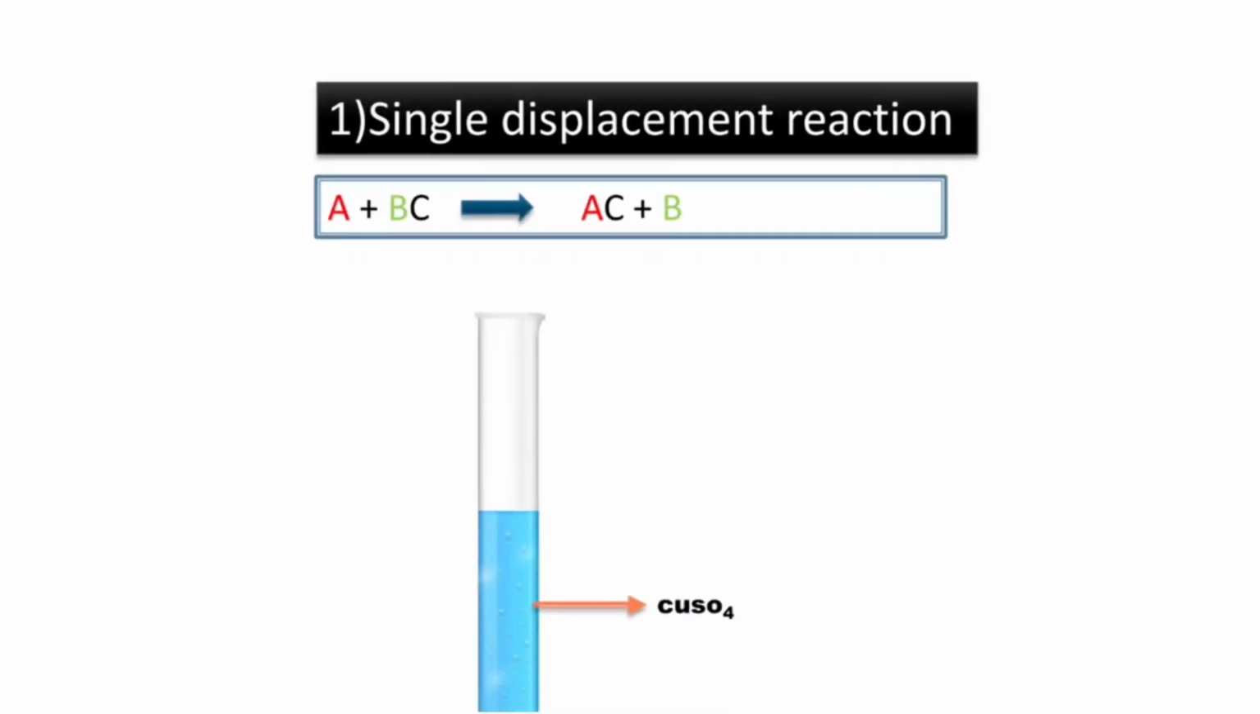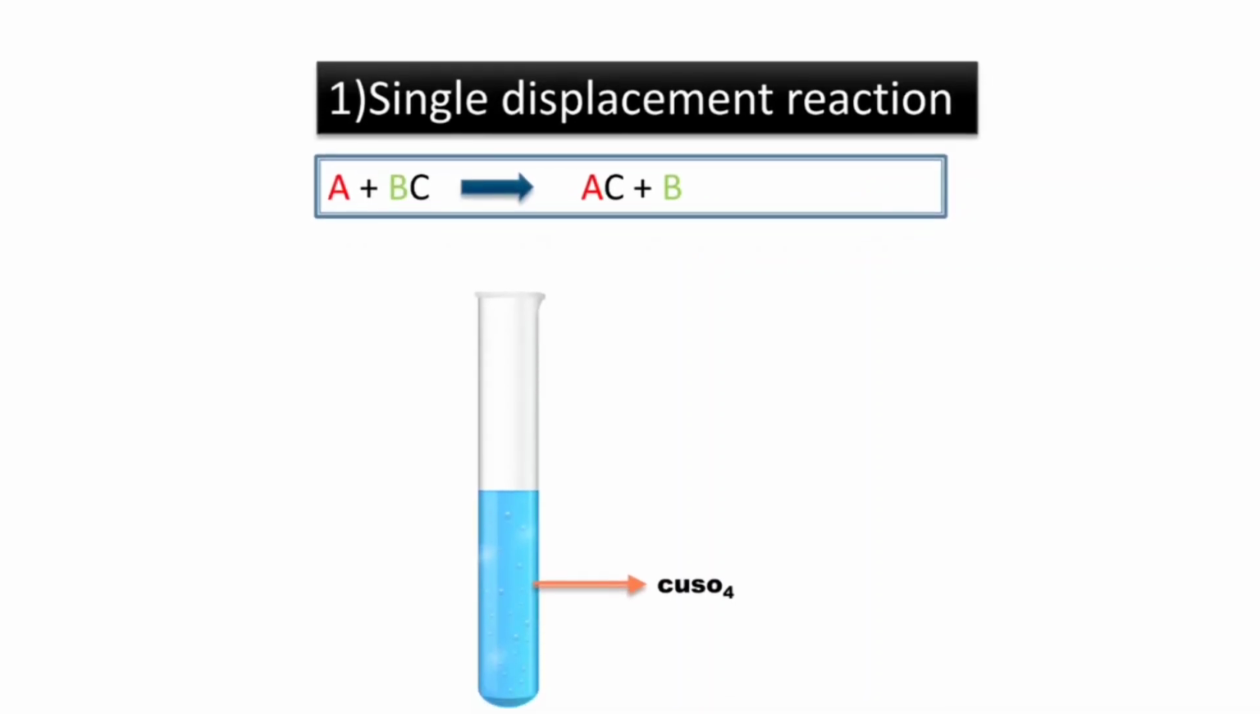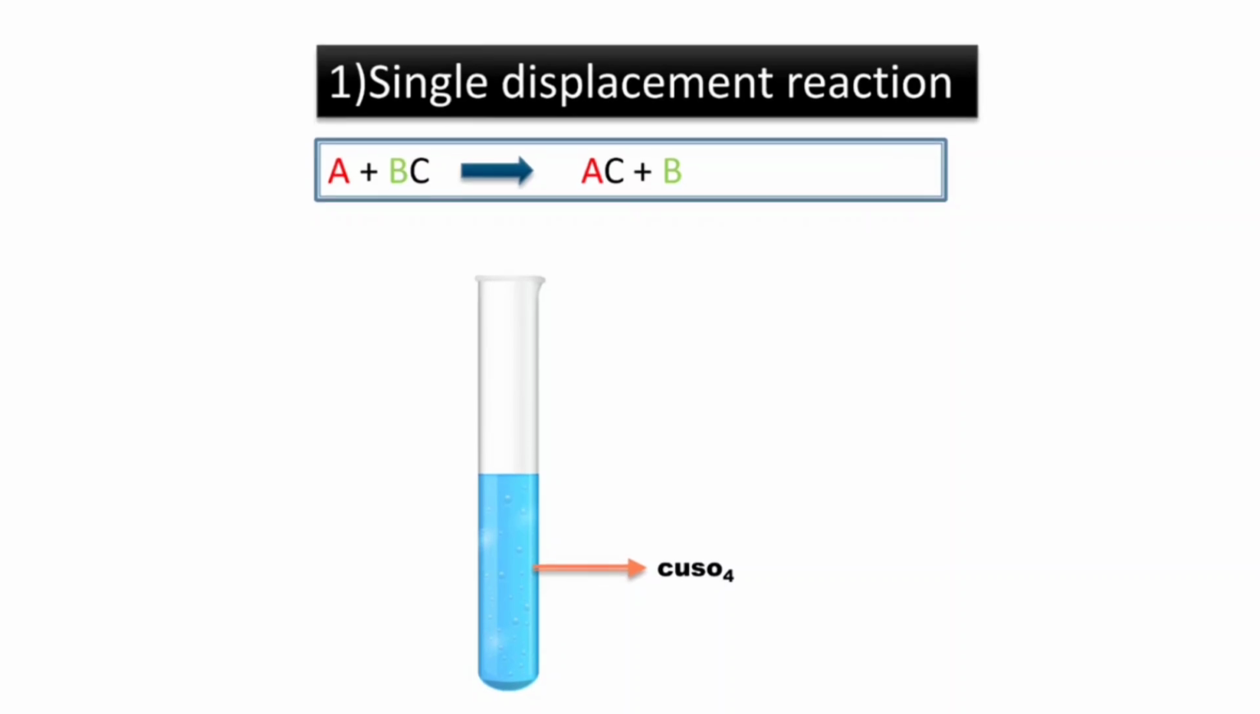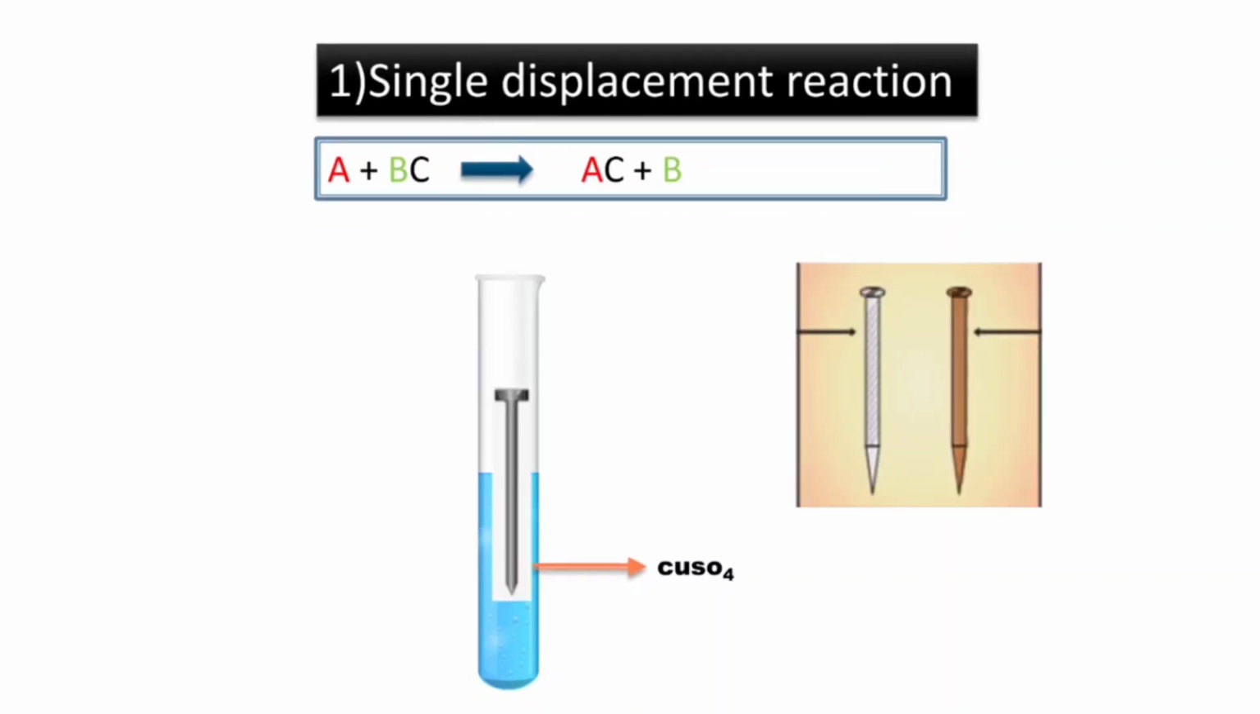Let's do an activity. Take a test tube and fill it with a solution of copper sulfate. Immerse an iron nail in the solution. What will happen? After some time, the color of the iron nail changes into reddish brown. Why? The more reactive iron displaces the copper from the copper sulfate, and also the color of the copper sulfate solution changes from bluish to pale grey. This is due to a single displacement reaction.